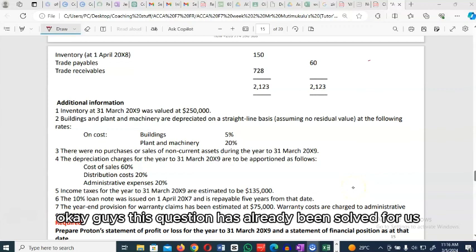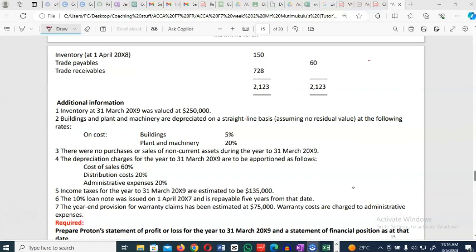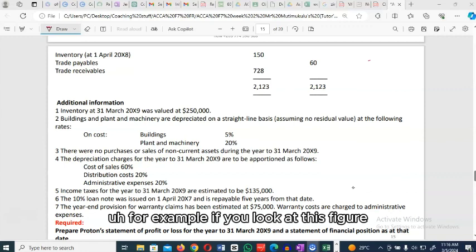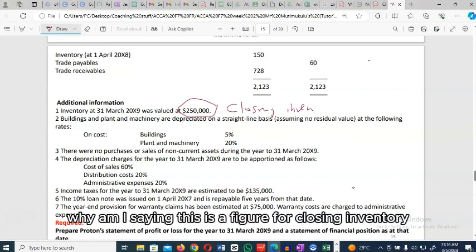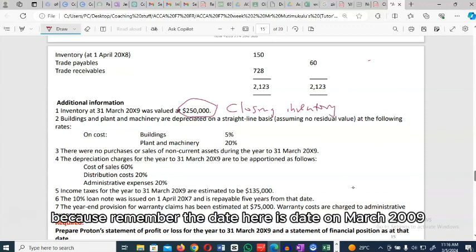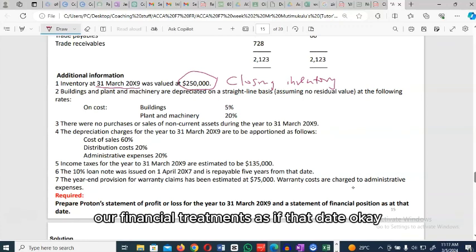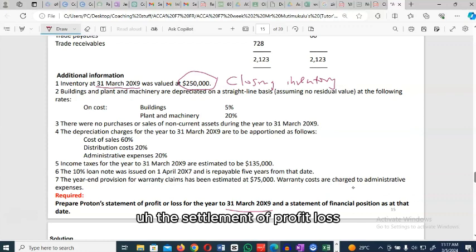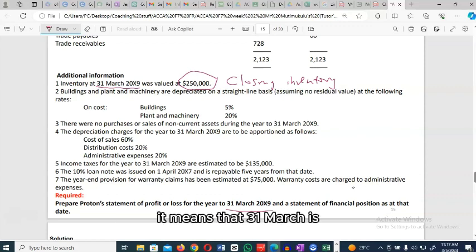Okay guys, this question has already been solved for us, so we just have to explain how it was solved. As you can see, there are certain figures which we have to take care of. For example, this figure is the closing inventory. Why? Because the date here is 31 March 2009, and we are required to prepare financial statements as at that date: the statement of profit or loss for the year ended 31 March, and the financial position as at that date. So 31 March is the date for closing inventory.